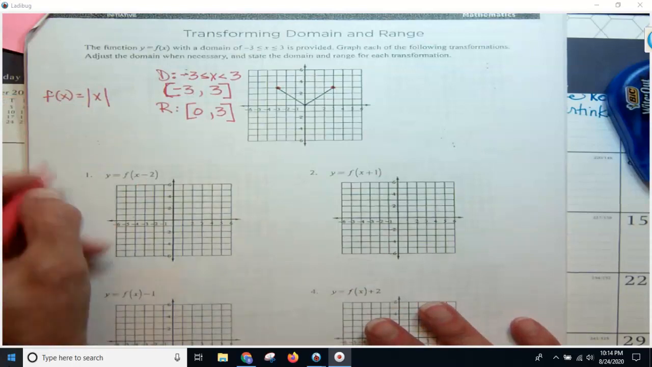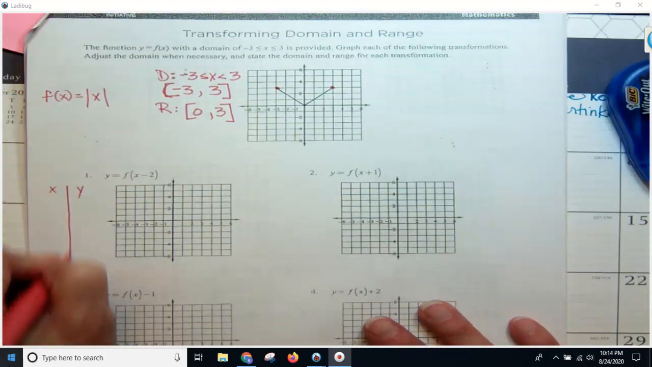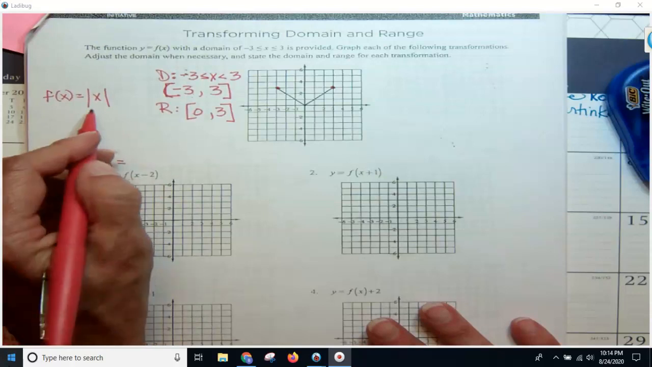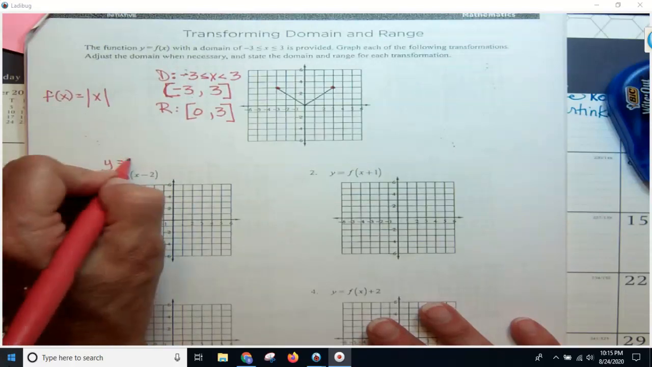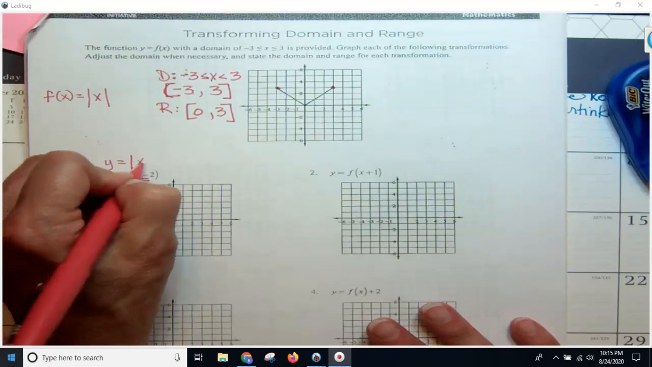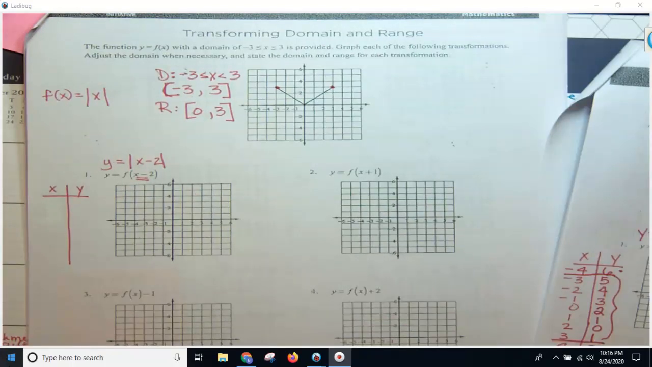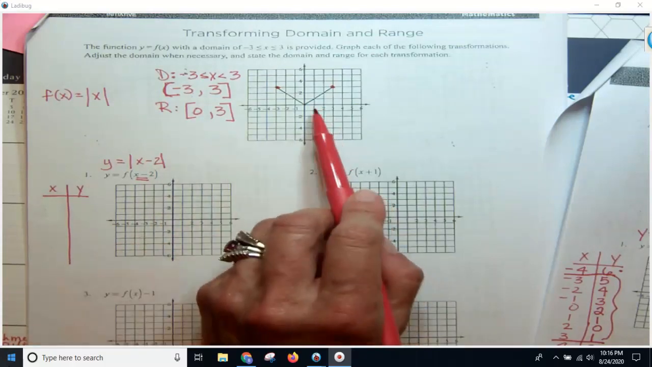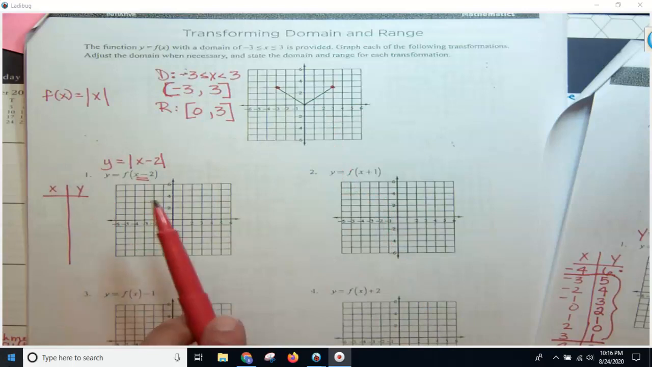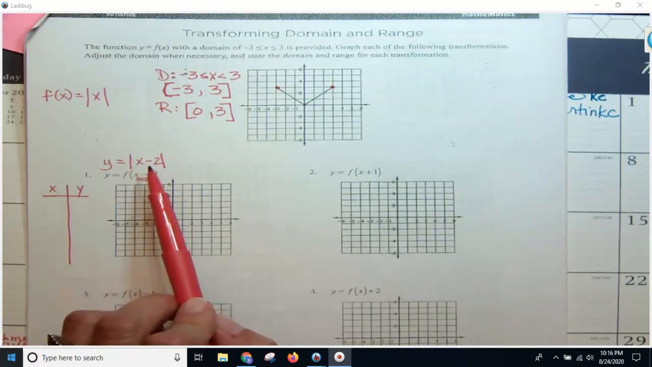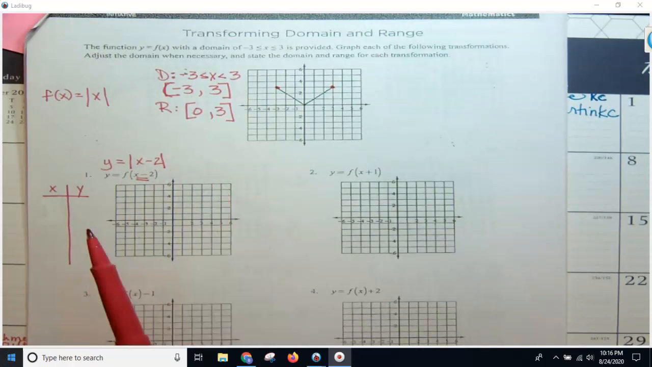So if we look at this and we say, okay, what would be our table if this was y equals, and if I know it's the absolute value function of x, which is x minus 2, I'm going to plug this whole thing in for x, so the absolute value of x minus 2. What I want to know is, how does this -2 affect this graph? What happens to the graph? And hopefully you remember from Algebra 1 that when you have something like this, it's going to move to the right 2 units.